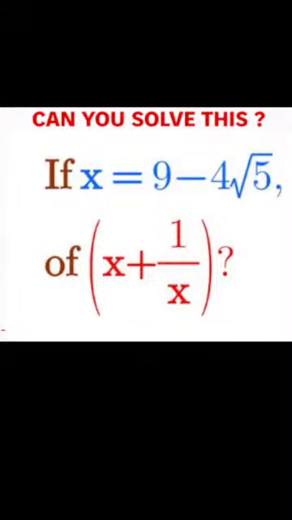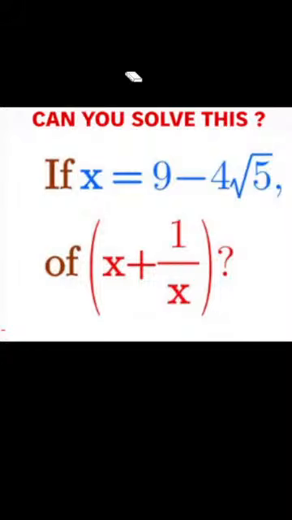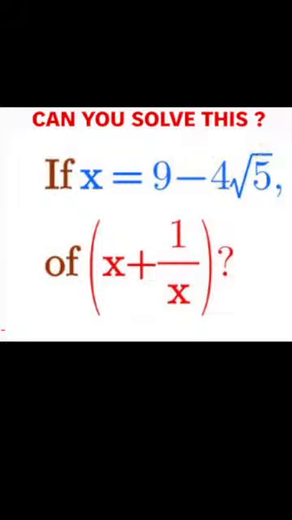Let's see, guys. In the morning also I told you that if you are going to solve this one, then you need to find the value of 1 by x first of all, right? You can rewrite it and rationalize it. You'll be getting the value of 1 by x. 1 by x is going to be 9 plus 4 root 5 only. So adding both of them, this 4 root 5 will get cancelled out, and 9 plus 9 will give you 18.